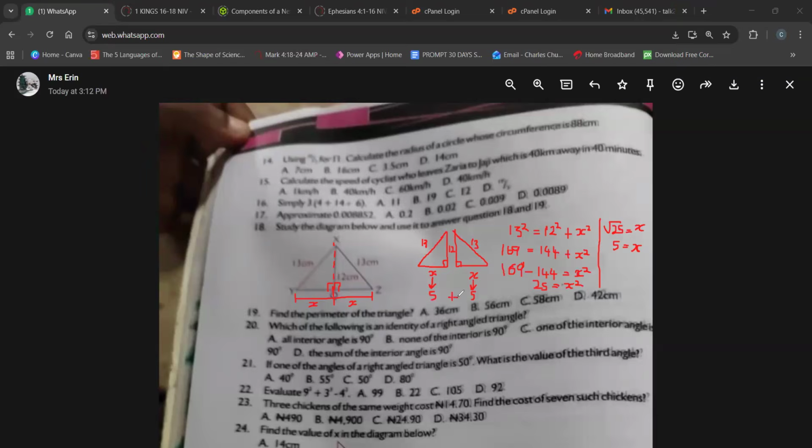5 plus 5 is 10. So that means this total bottom is 10.